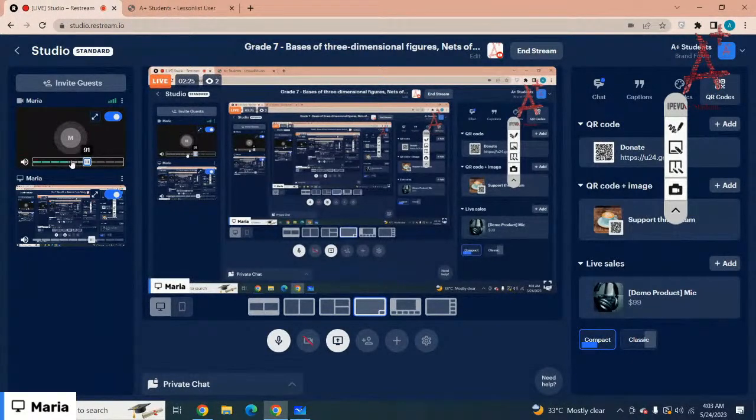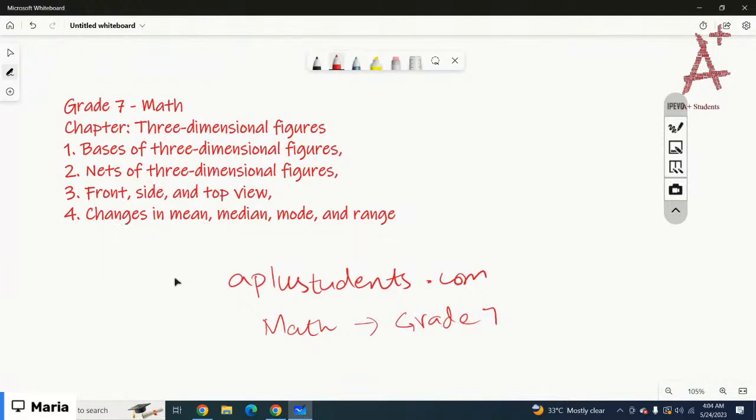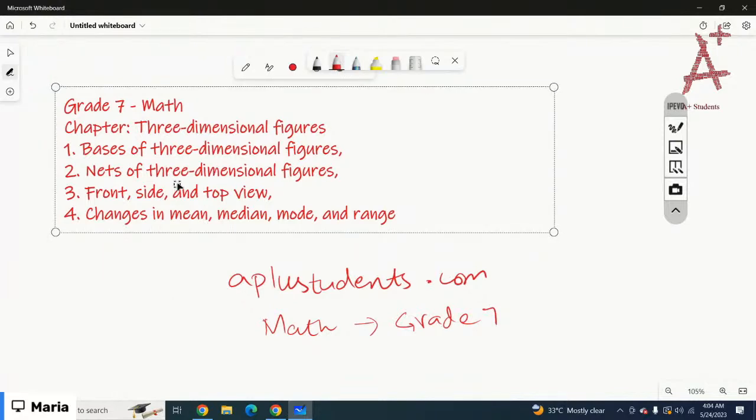Okay, so we're going to start with grade 7 maths, and the lesson we're going to start with is three-dimensional figures. We're going to cover the lessons: basis of three-dimensional figures, nets of three-dimensional figures, front, side and top view, changes in mean, median, mode and range. So let's just start with the chapter three-dimensional figures.